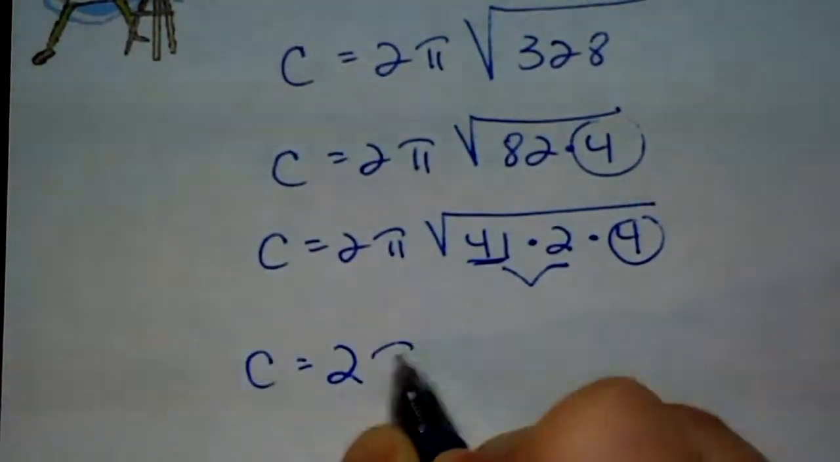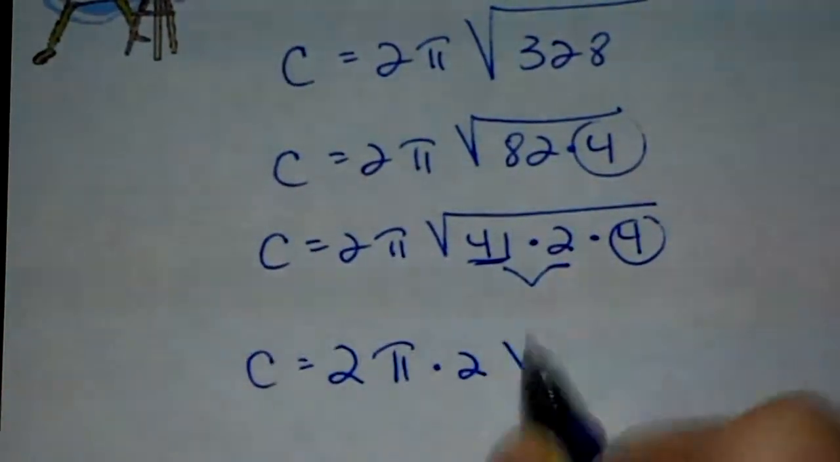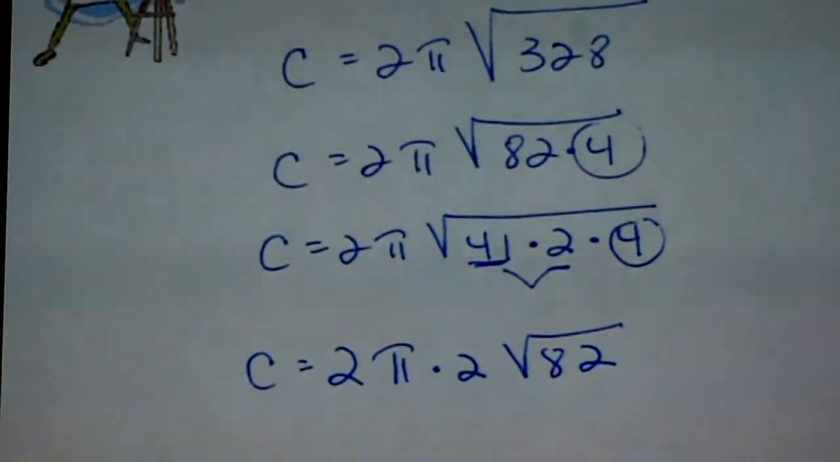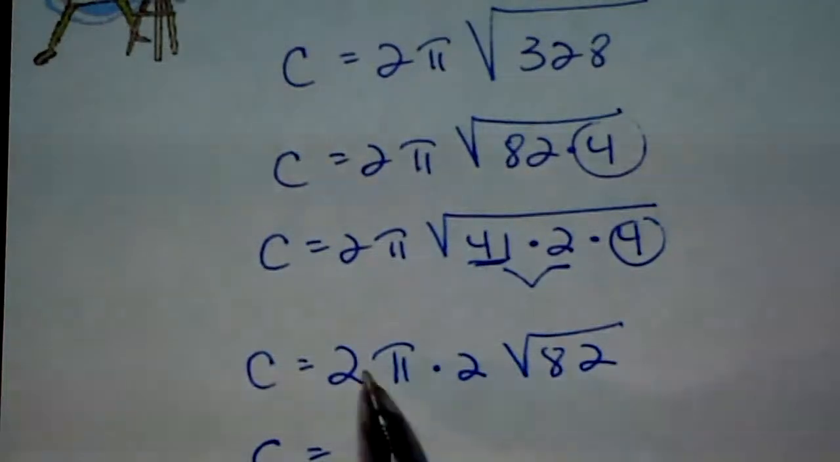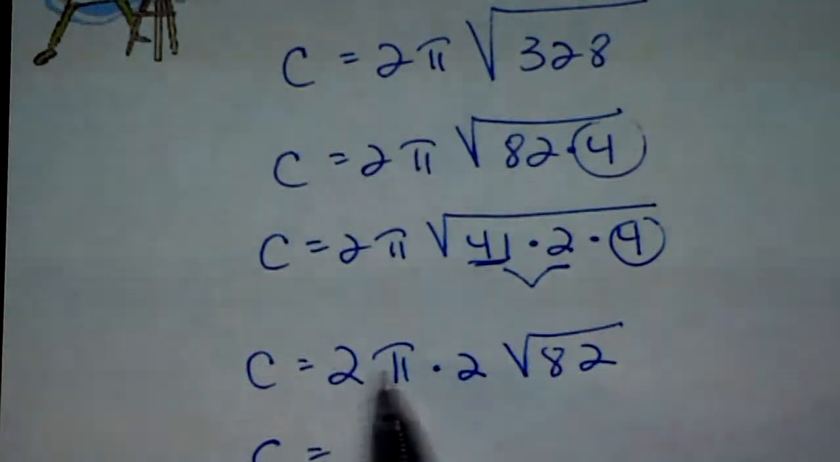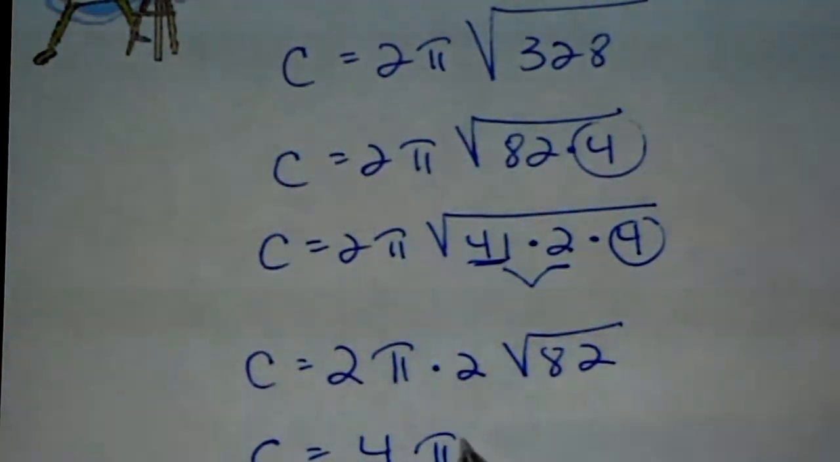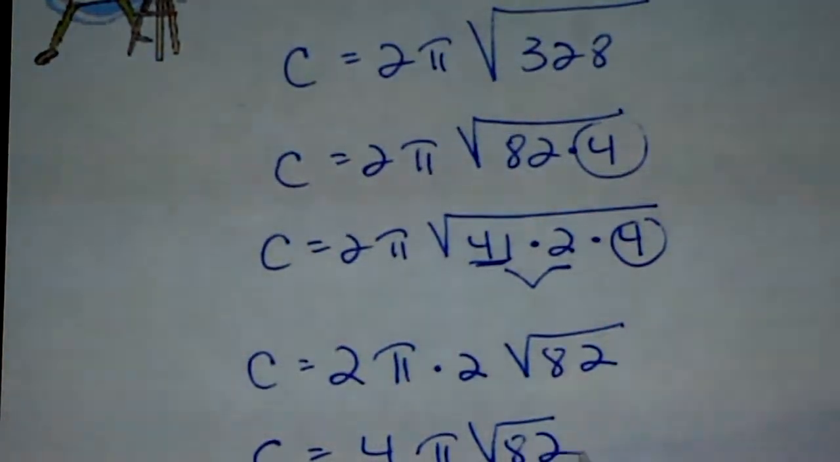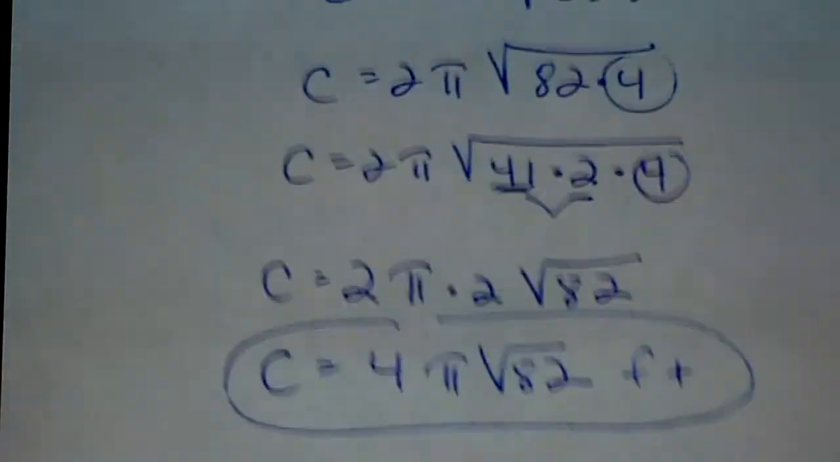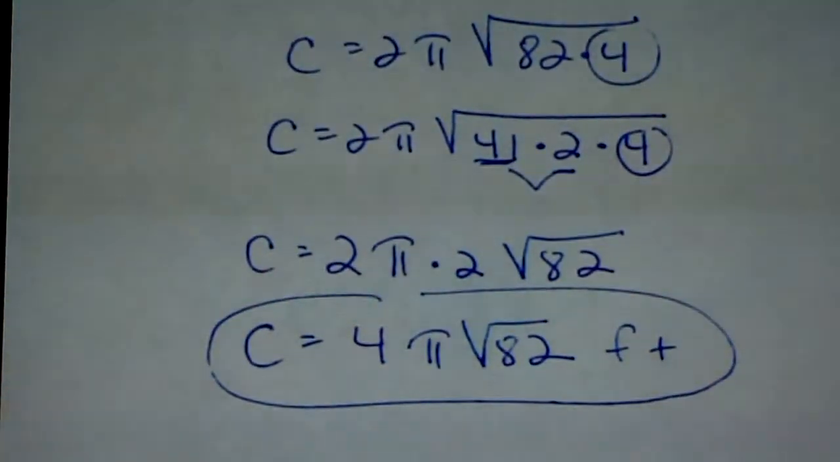So I have to take 2 pi times 2, and I'm left with 41 times 2 in here, which is 82. Out here, this is where my commutative property comes into play, because I'm moving things around. 2 times 2 is 4, and 4 times pi is 4 pi times the square root of 82. And this is in feet. And this is actually my answer. It's a perfect, exact, lovely answer. That's what you want it to say. I don't want any decimals.